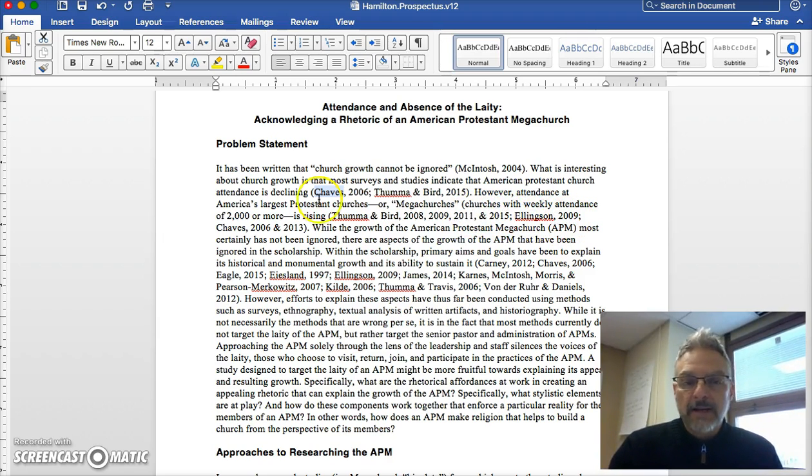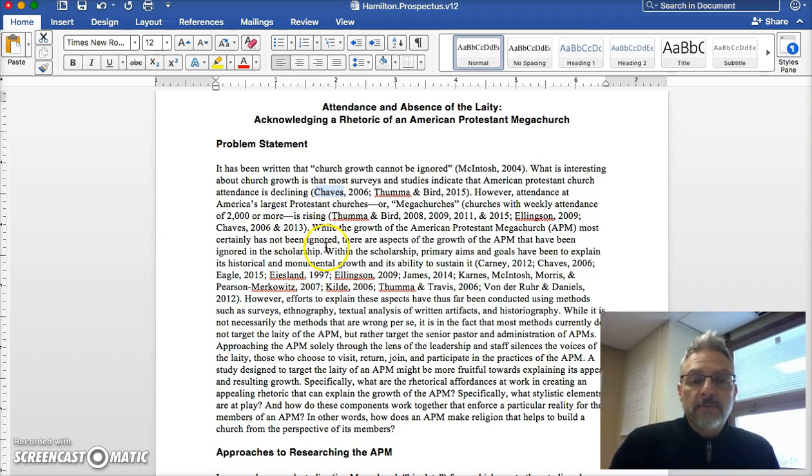And then I've also got Ellingson, and I've also got Chavez 2016 and 2013. So then someone can scroll down to my references page and see exactly the titles of those and realize that those are particular studies that are talking about the thing that I have just quote-unquote claimed, right?